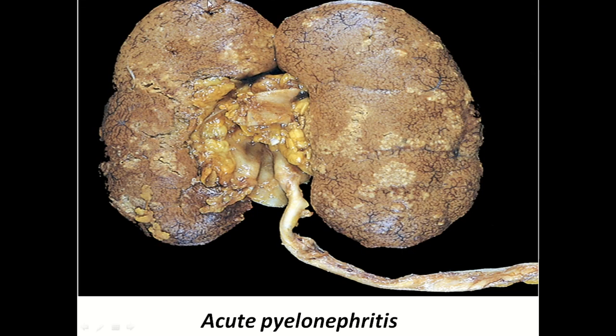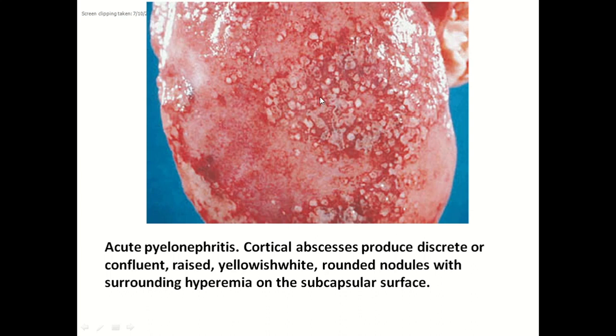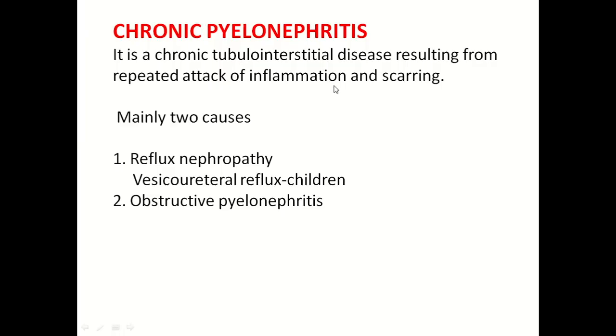This is a specimen of acute pyelonephritis. You will find on the surface yellowish white abscesses. The kidney is swollen and enlarged, and on the outer surface you will find yellowish white abscesses. If you see the cut surface, you will find abscesses, yellowish white in appearance, with a hemorrhagic rim. So that's about acute pyelonephritis.